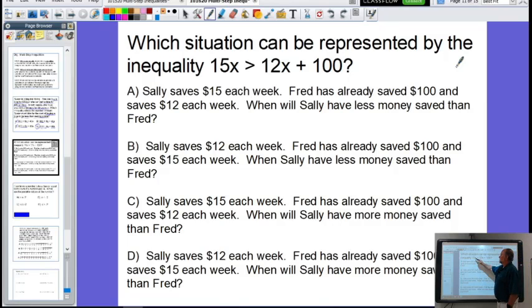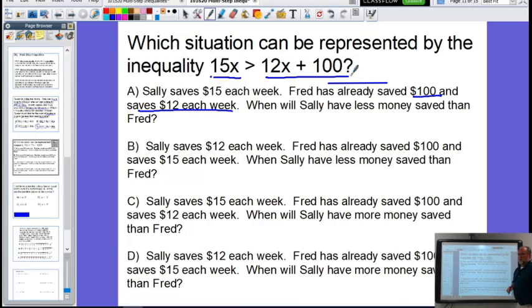Okay, so we got to look at what's going on in these two things up here. Well, in this first one, Sally saves $15 each week. Well, our X then represents weeks. So here is Sally in the first problem, 15x. Fred has already saved $100, so that's $100, plus $12 a week. So here's $100 plus $12 each week. So this is Fred. Okay, so there's Sally, there's Fred. Okay, now it says, when will Sally have less money saved than Fred? Okay, in this particular one, since this is Sally, we're looking at Sally is greater than Fred. So what do we need? What is this one? This one is less than Fred. So this one is out.